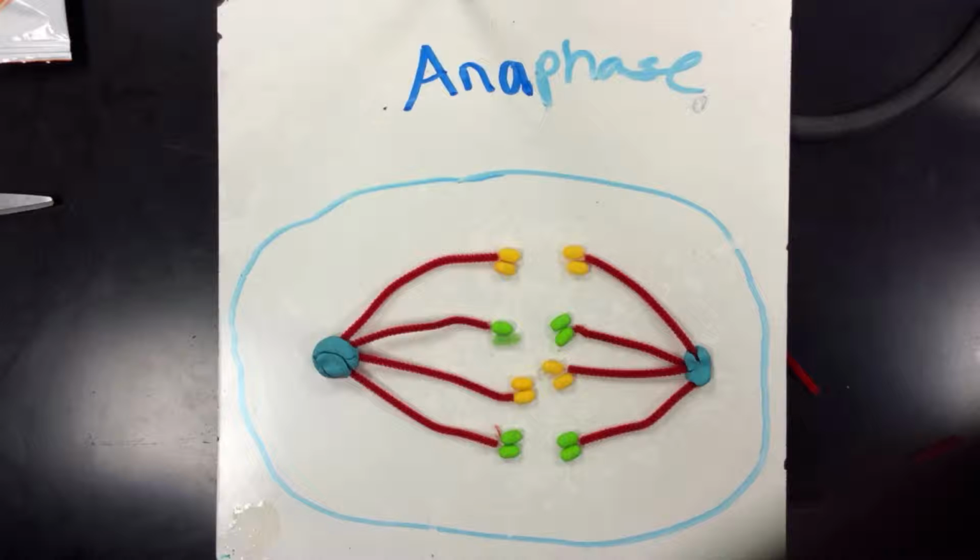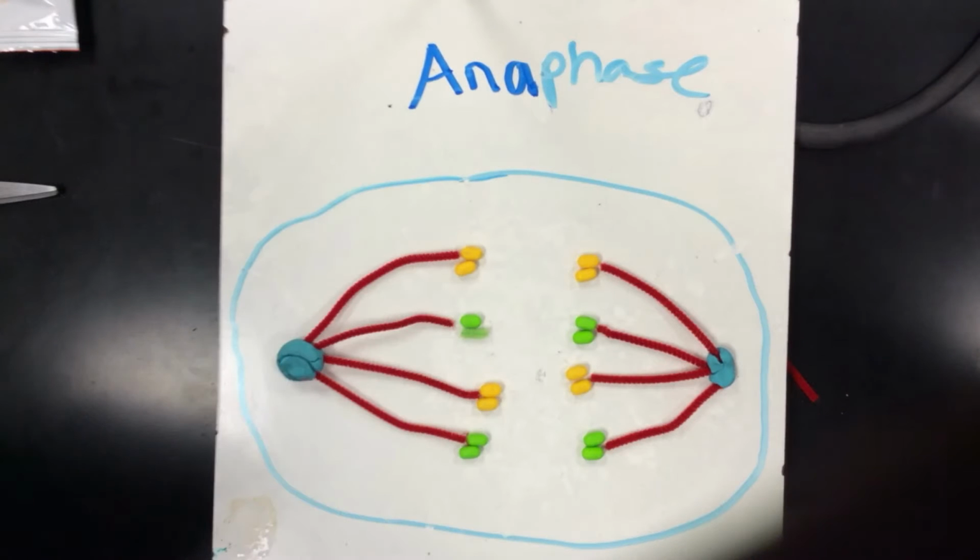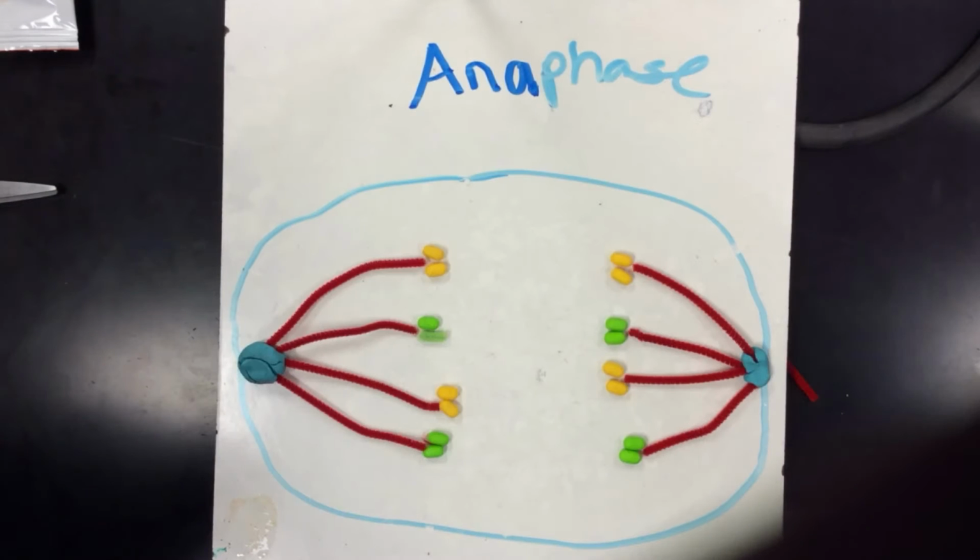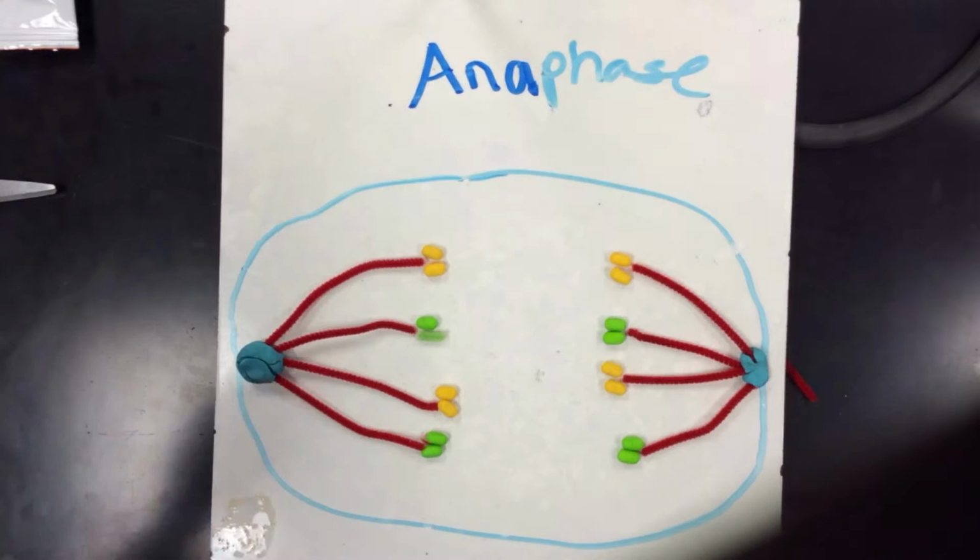Anaphase. During anaphase, the duplicated centromeres of each pair of sister chromatids separate, which results in the daughter chromosomes moving towards the poles, pulling away from each other.